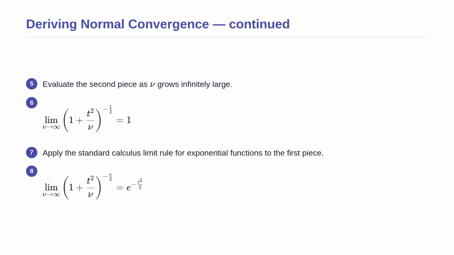The first piece is where the magic happens. We use a famous calculus rule which states that the limit of 1 plus x over n, all raised to the power of n, approaches e to the power of x. Applying this rule, our term transforms directly into an exponential function involving e, Euler's number. The result is e raised to the power of negative t squared over 2.